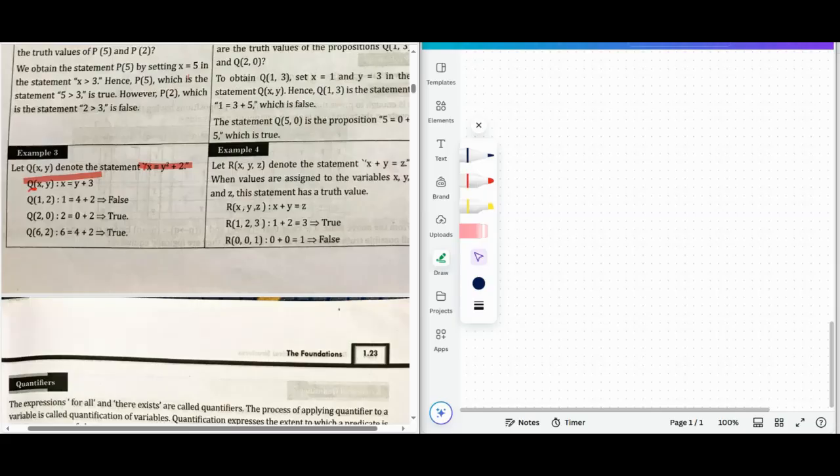If you take x value 1 and y value 2, we get 1 equals 4 plus 2, that is 1 equals 6, which is not equal, so it is false. Then take 2 comma 0: x is 2 and y is 0, 0 plus 2, that is 2 equals 2, it is true. Then take the next one, 6 comma 2: x is 6 and y is 2, 6 equals 4 plus 2, which is 6, it is equal, so it is true. So this predicate is solved by substituting suitable values for the given problem.